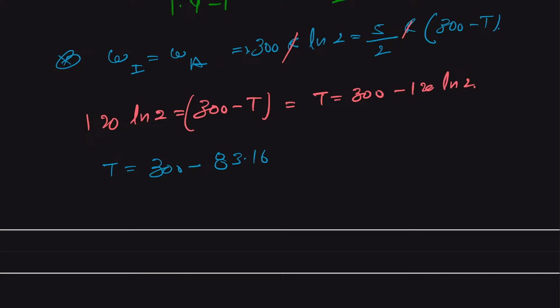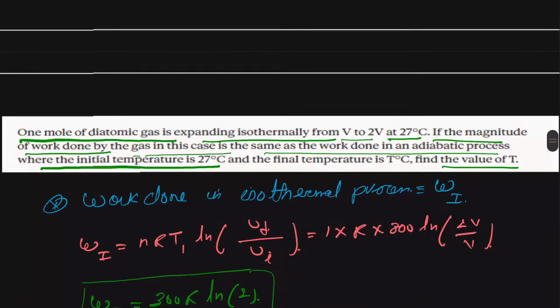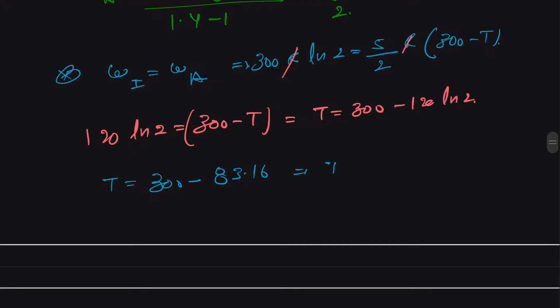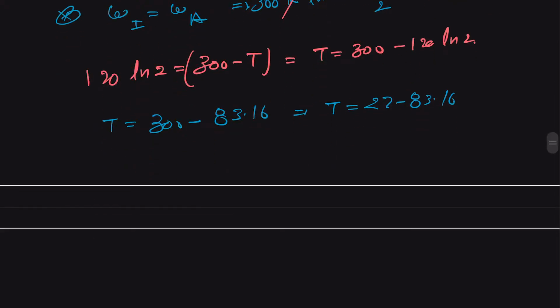And we are required to find out in degree centigrade, I think. Yeah, final temperature is also in degree centigrade, so we can just modify it. So this will be coming as our T, and we get this as 300 minus 273, which will be giving us 27 minus 83.16. So we get value of T is equal to minus 56.16 degree centigrade, because the answer is asking me degree centigrade. Next question.